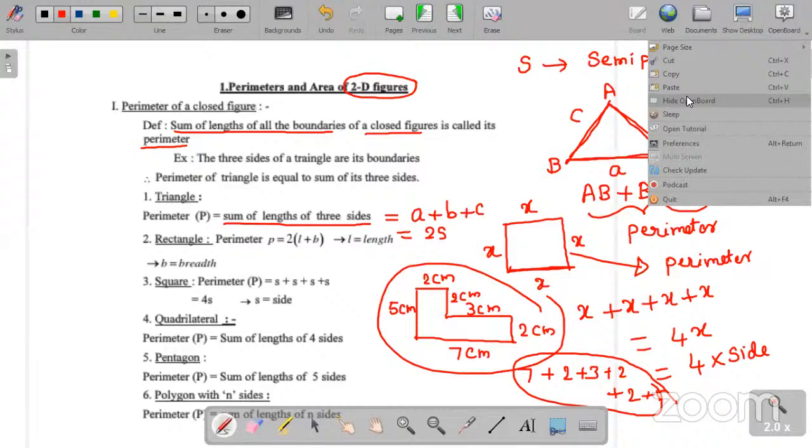Joshi, Arjun, and Venkatesh, first of all, you need to leave the class. First of all, don't waste others' time.